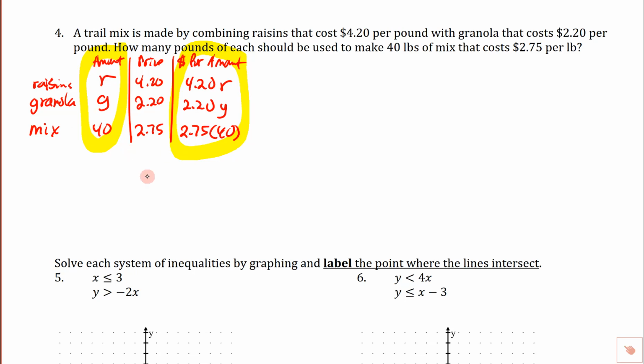We would say that we're going to take the pounds of raisins plus the pounds of granola, and it's going to equal 40. So raisins plus granola equals 40 pounds. Then we're going to take each one of these and multiply them by how much each one is worth. A pound of raisins is worth 4.20, so we're going to do 4.20 times R. A pound of granola is worth 2.20, so we're going to do 2.20 times G. And each pound of those 40 pounds is worth 2.75, so we're going to do 2.75 times 40.